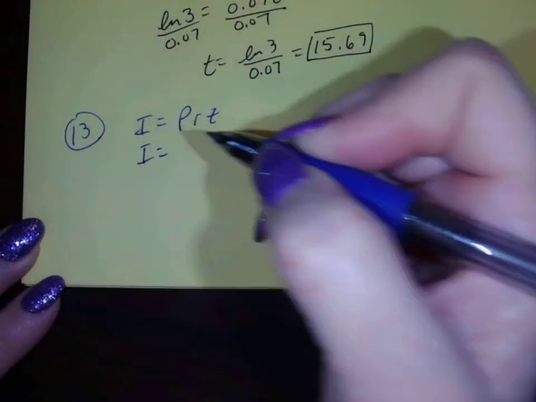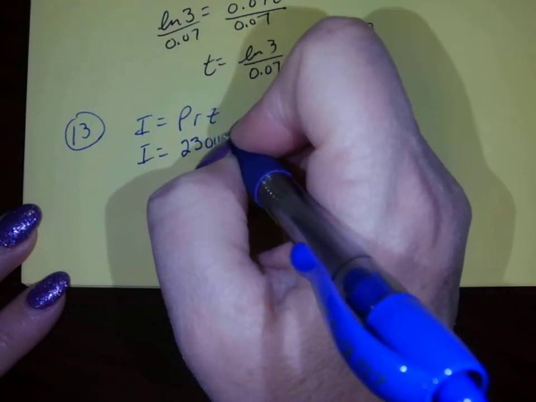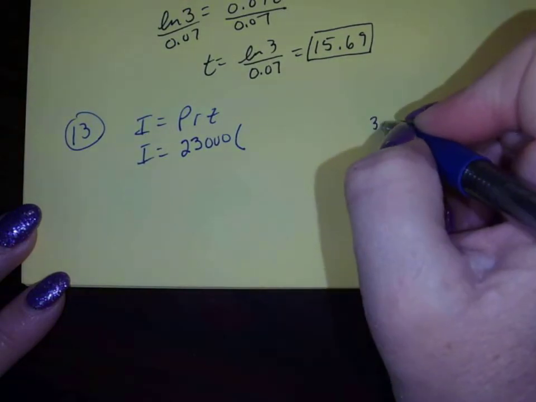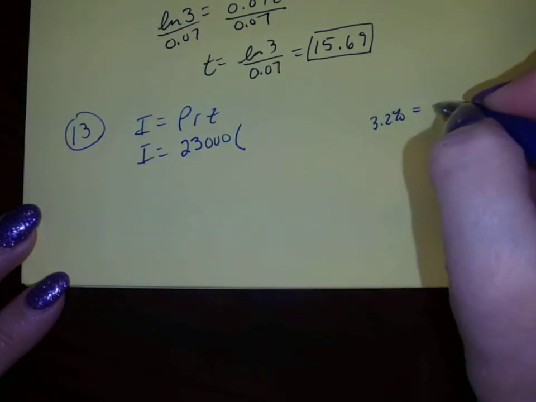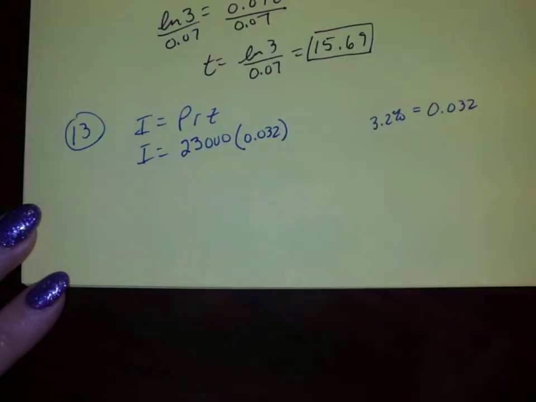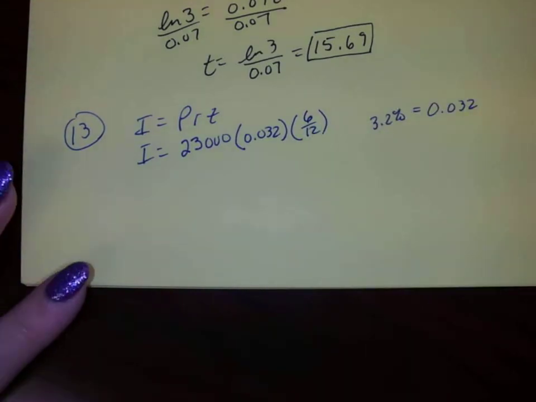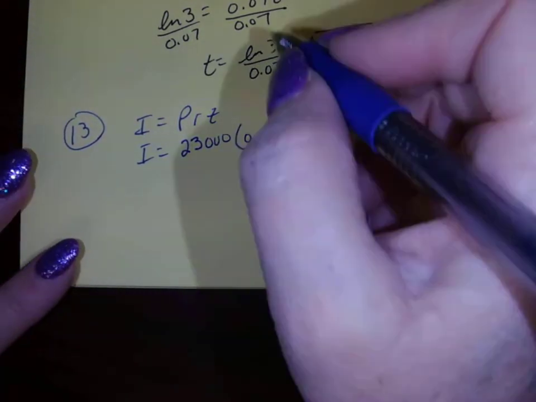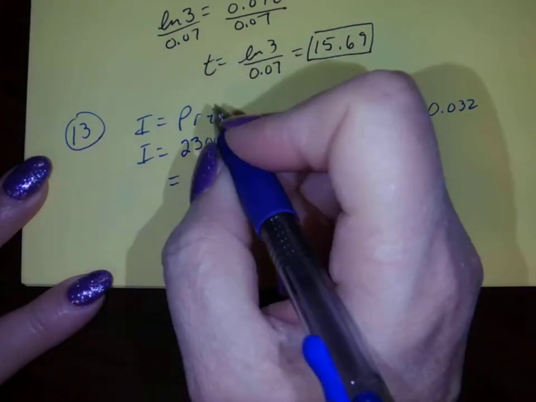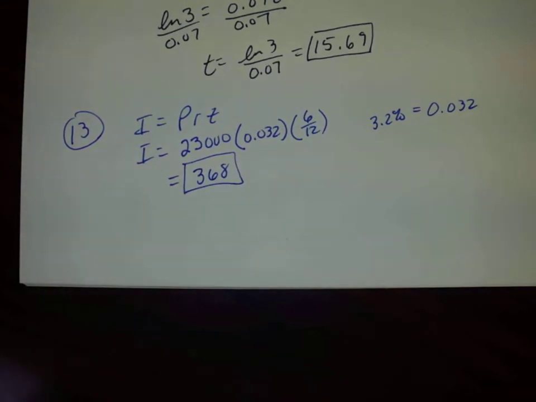So I will be equal to, our principal is the amount of money that was put in, which is $23,000, times our rate. We were given 3.2%. It needs to change to a decimal, so 0.032. And then the time is 6 months out of 12. Again, it has to be in years. And we would put that all in the calculator with multiplication, and we get $368. That's how much interest we would gain in 6 months.